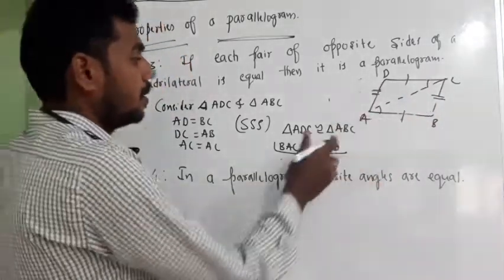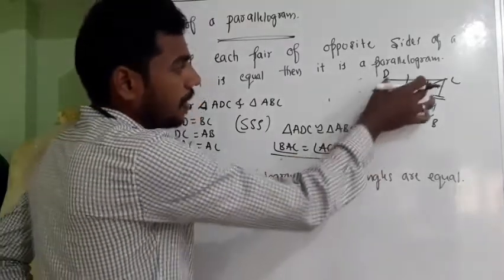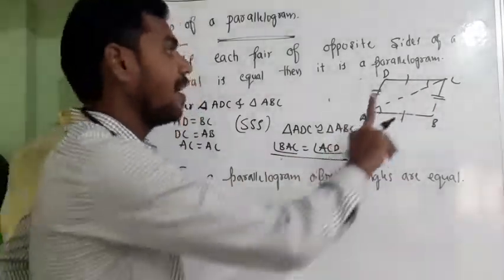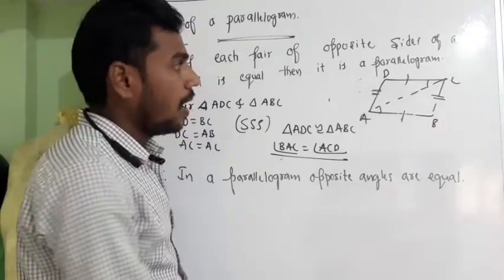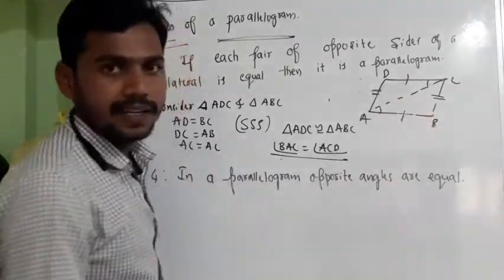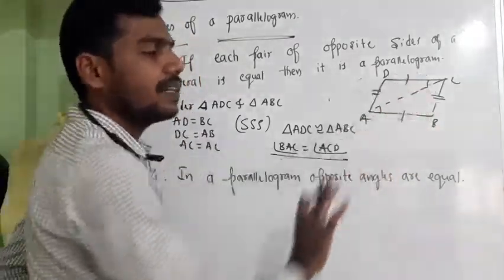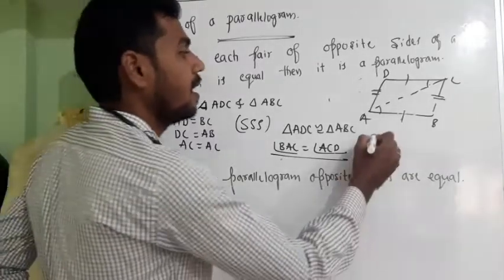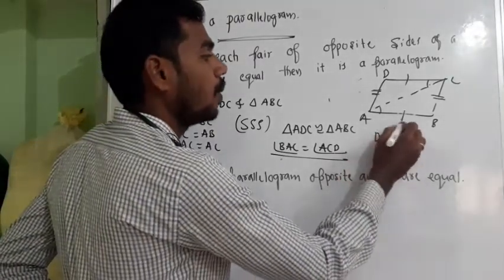Now what can I see? See, DC and AB are the two lines and AC is a transversal line, and these two will be alternate interior angles, and alternate interior angles are equal. That is the reason DC is parallel to AB.